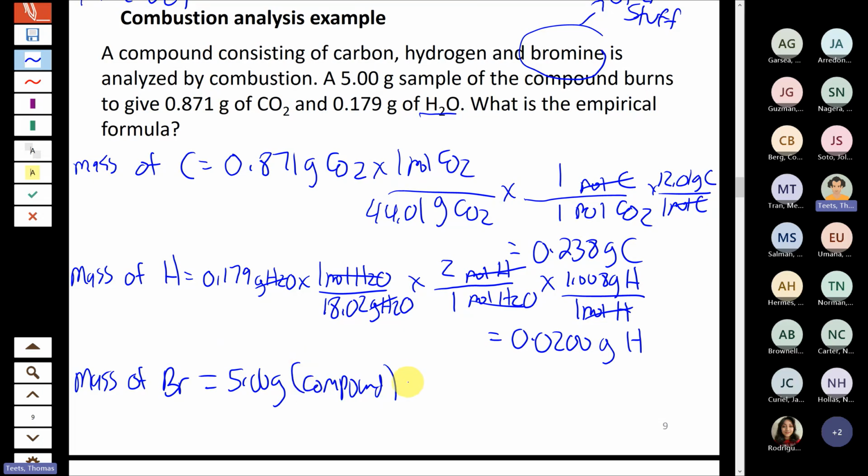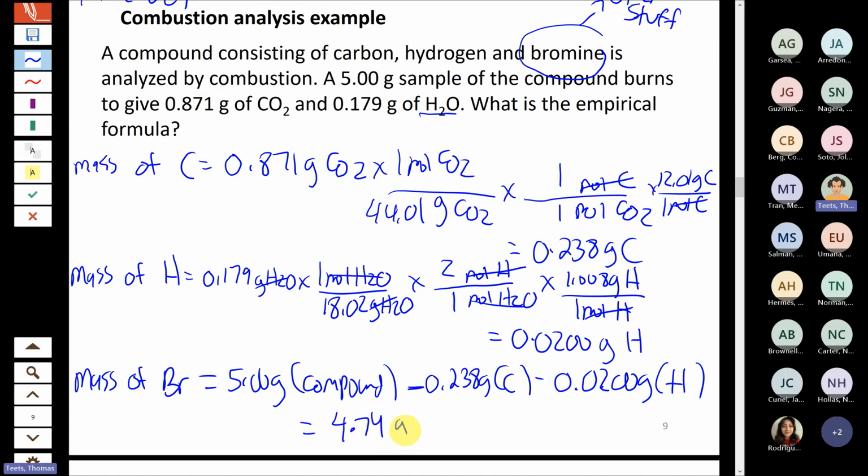Parentheses. All right. And then we're going to subtract from that 0.238 grams, which is the amount of mass of carbon that we found up there. Mass of hydrogen is 0.02. And then by difference, what we get is 4.74 grams of bromine. Okay.